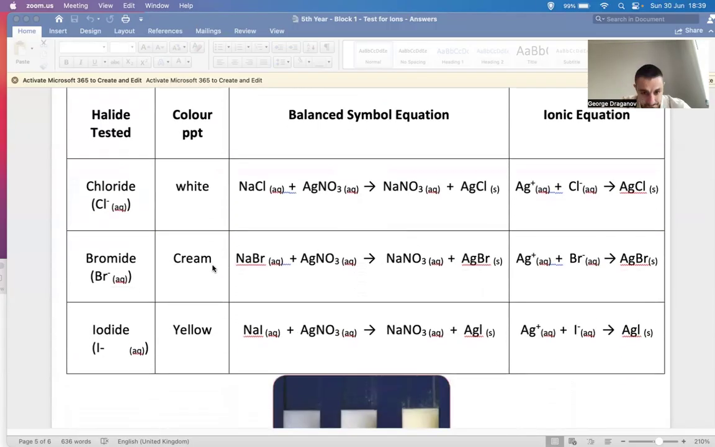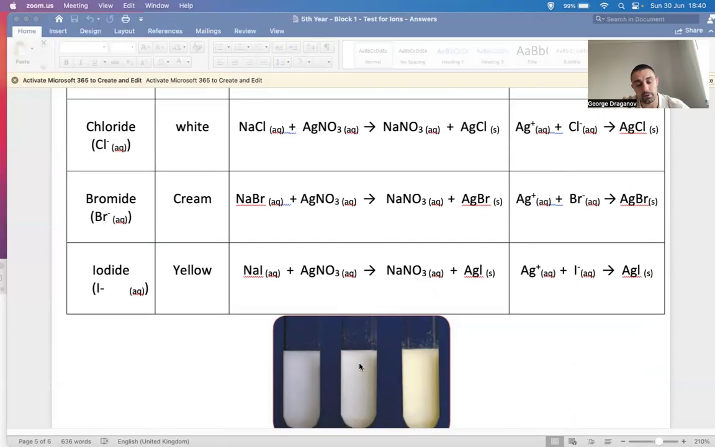And what happens is this. Chlorides produce a white precipitate of AgCl by reacting with the Ag+ ion. The bromides make a cream precipitate, which looks like this one here. And iodides make silver iodide, which is a yellow precipitate.